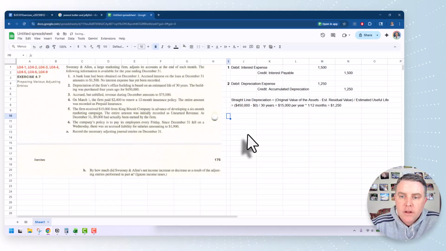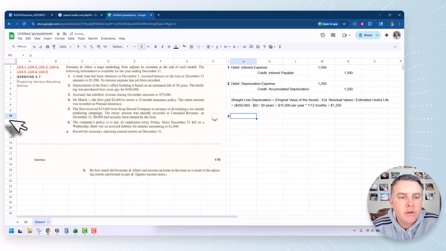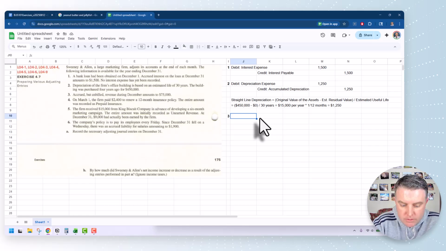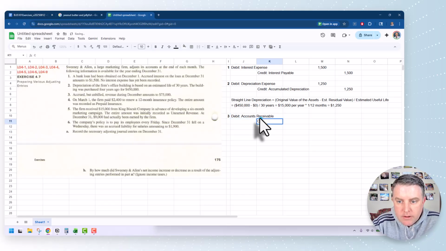All right, number three. Number three says accrued but unbilled revenue during December amounts to $75,000. So here we're going to say debit accounts receivable and credit. We're going to call this, what are we, a marketing firm? So we're going to call this marketing revenue earned. And the amount will be $75,000.